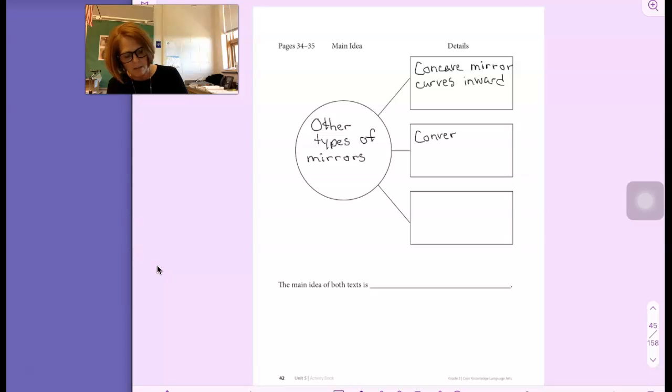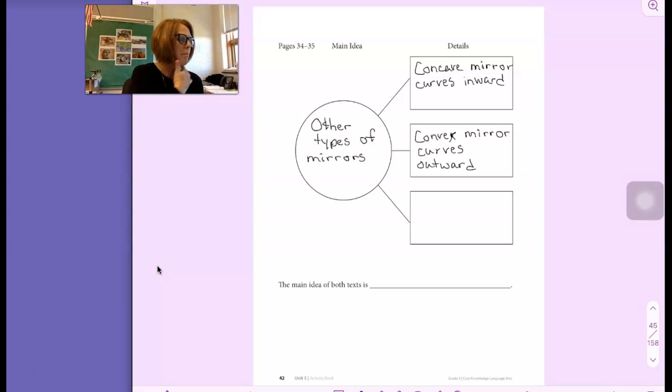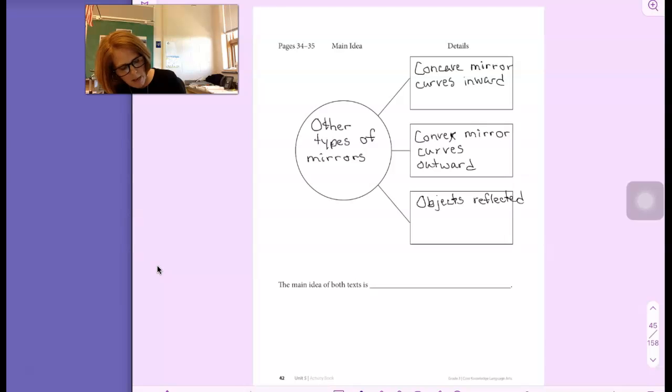Convex mirror curves, that's an X there, sorry, curves outward, like the bottom side of a spoon or the outside part of a spoon. And then finally, objects reflected appear, because they're not really changing the size, but they appear either smaller or larger.